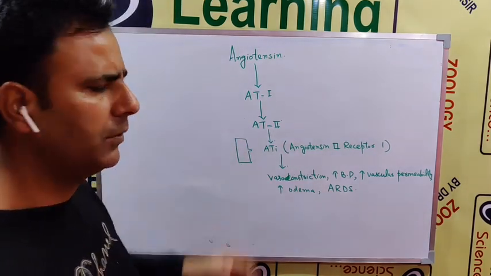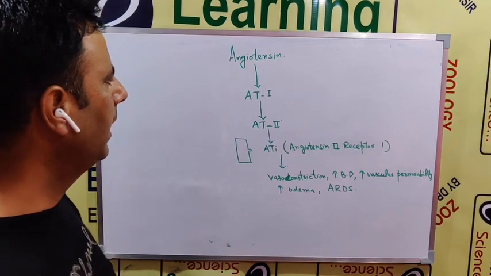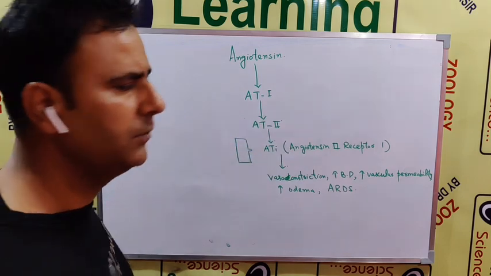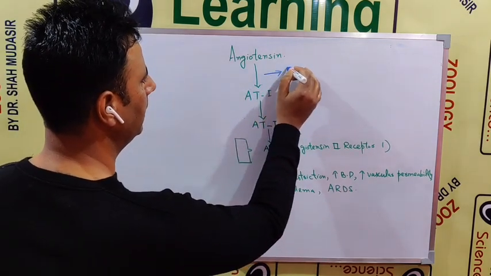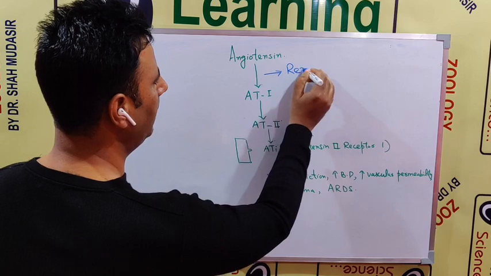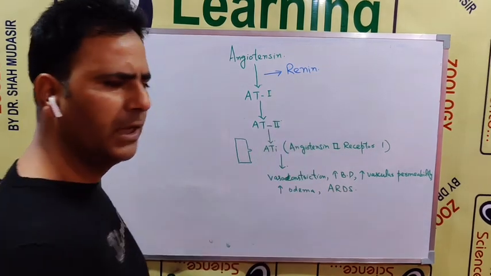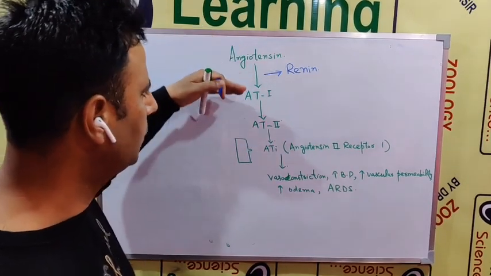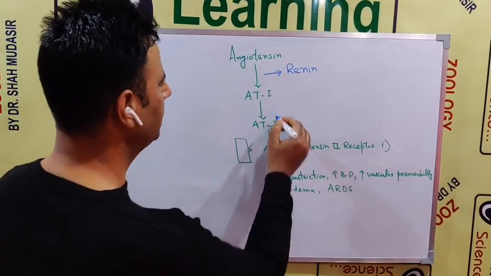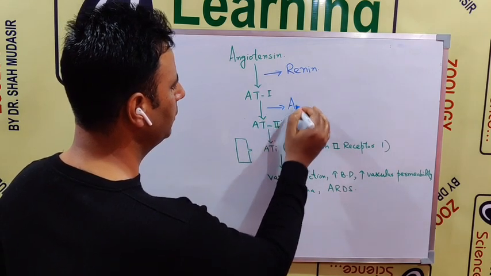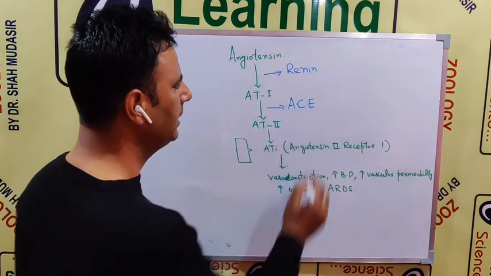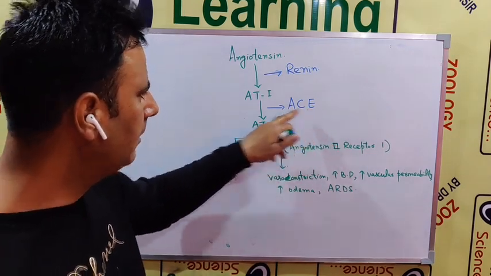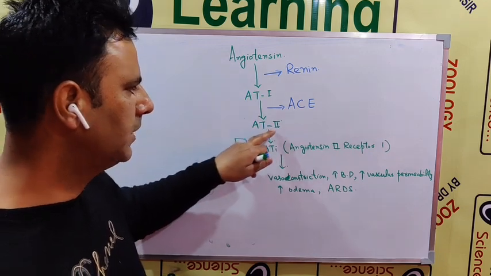If we see, first of all, we have angiotensin. Angiotensin is converted into angiotensin 1 in the kidneys with the help of an enzyme which we call renin. Renin is an enzyme secreted by the kidneys which converts angiotensin to angiotensin 1, and this angiotensin 1 is converted into angiotensin 2 by ACE, angiotensin converting enzyme. So angiotensin converting enzyme will convert angiotensin 1 to angiotensin 2.